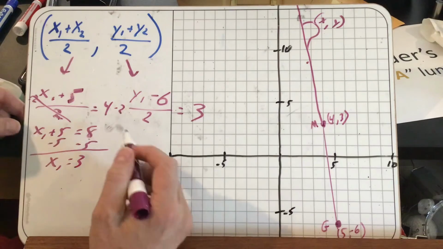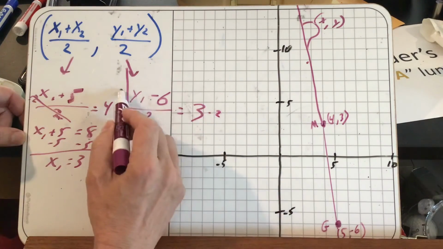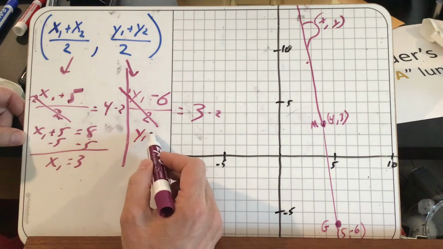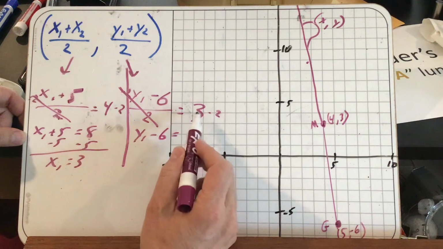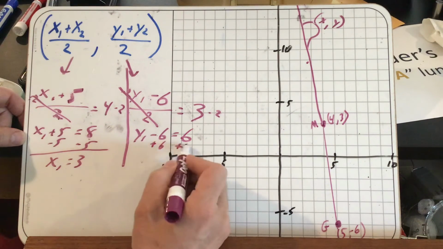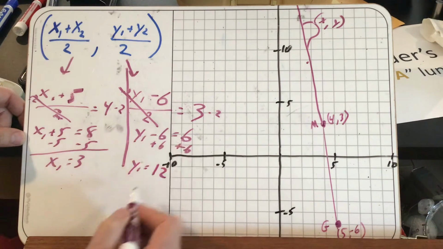And this one over here, you're going to do the same thing. You're going to multiply both sides by 2, and that gets rid of the division here. So you'll be left with y1 minus 6 equal to 3 times 2, which is 6. You're going to add 6 to both sides and get that y1 is 12.